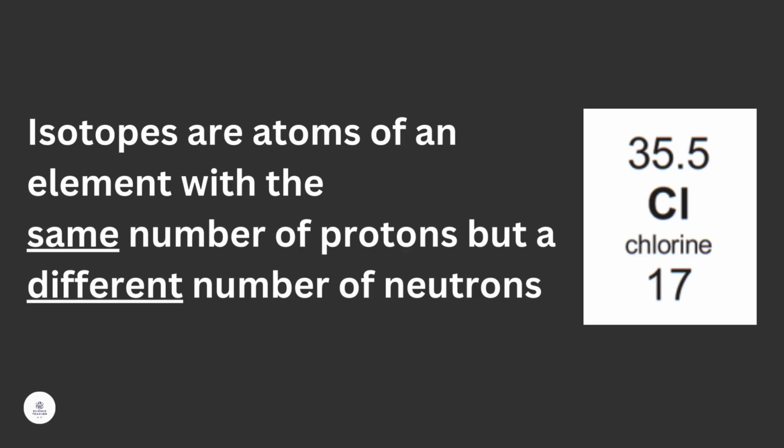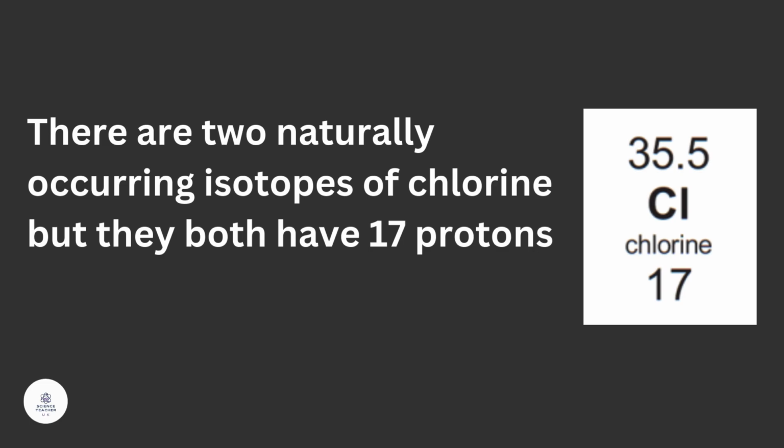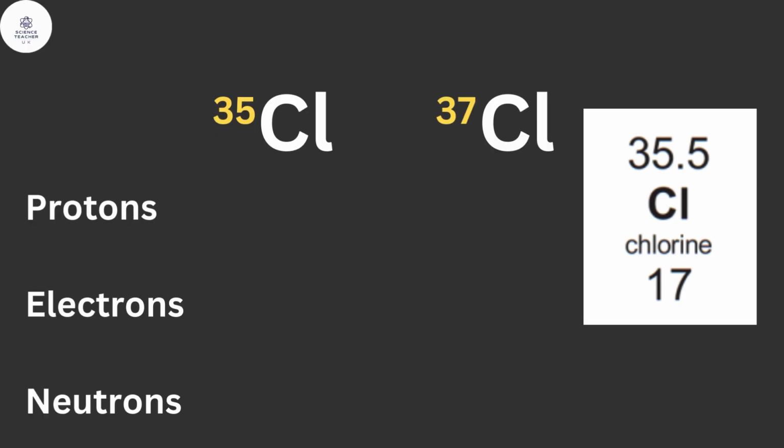So well done if you have said that isotopes are atoms of an element with the same number of protons but a different number of neutrons. You should also remember from my last video that the number of protons is specific to a particular element. So there are 2 naturally occurring isotopes of chlorine, but they both have 17 protons. The 2 naturally occurring isotopes of chlorine have masses of 35 and 37.